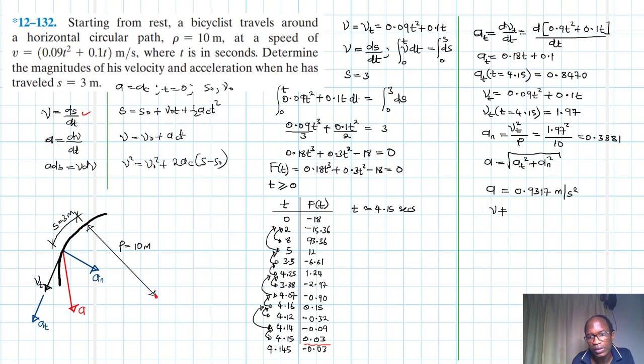And our v is just equal to v_t, which is equal to 1.97 meters per second. So we found velocity and acceleration when the cyclist travels s equal to 3 meters.